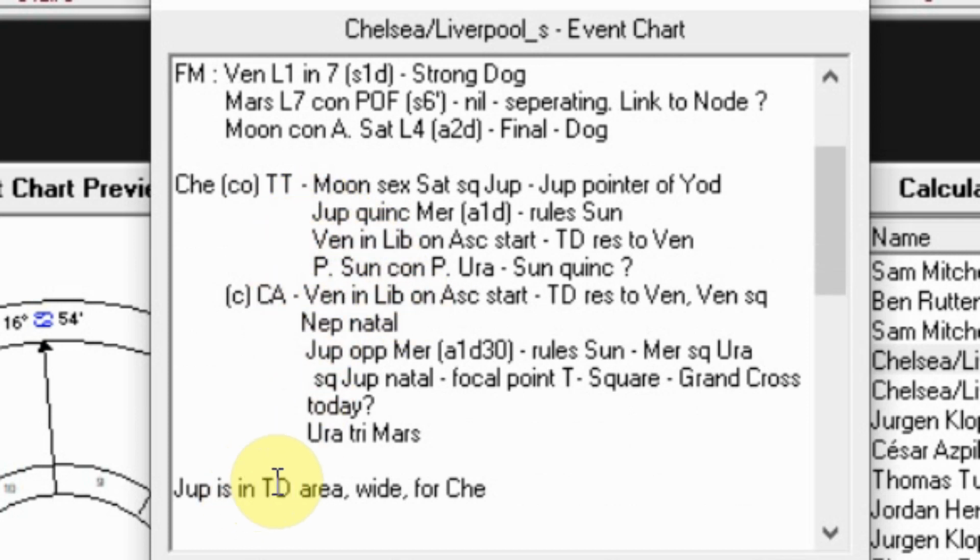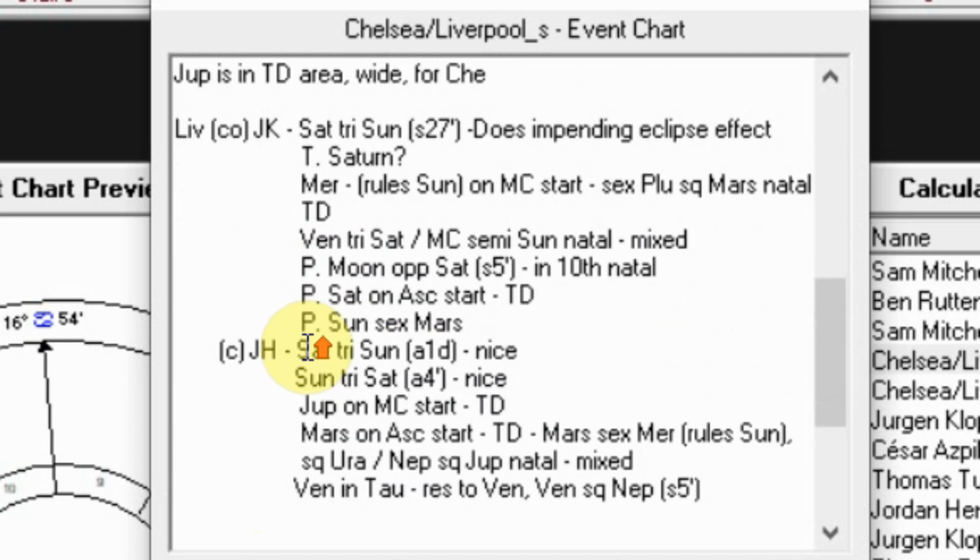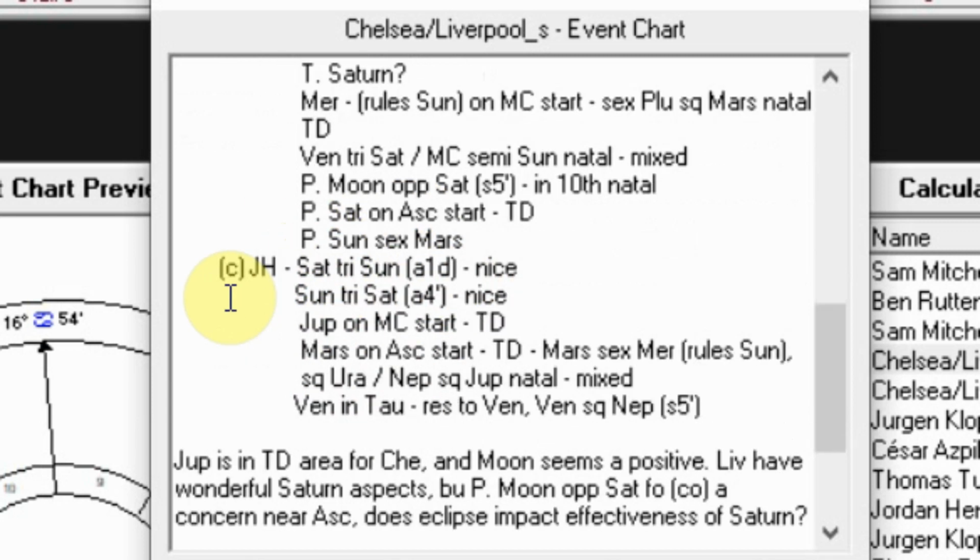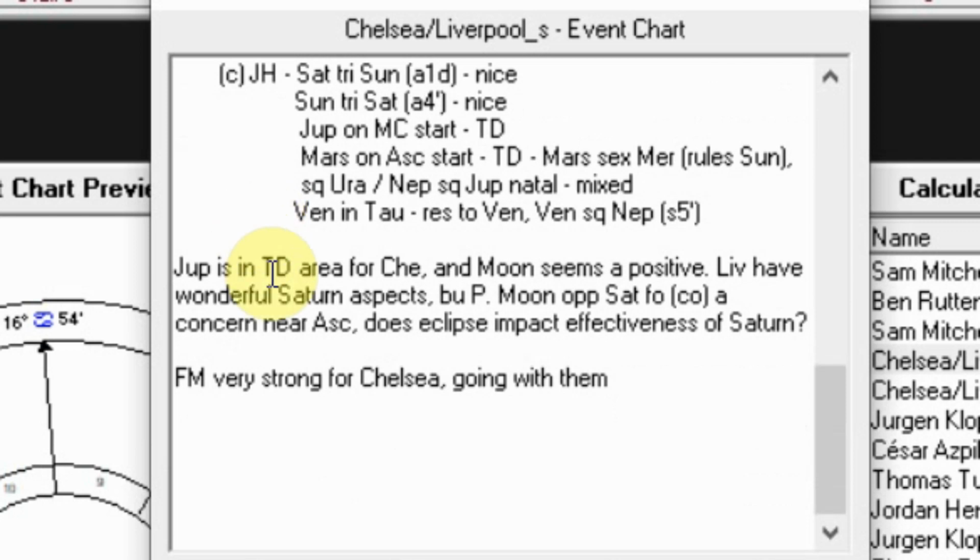They do have Jupiter in a good area, which is quite common when teams win a championship. I wouldn't say they're overly strong though. For Liverpool, they're definitely benefiting from Saturn alignments, both the coach and captain. The concern I think today for Liverpool is those alignments with the ascendant-descendant, especially around the descendant. That progressed Moon opposite the Saturn for the coach, I think, is potentially really the only downside I can see for Liverpool today. So today I think that Frawley method is very strong for Chelsea. I wouldn't be going against that, so I think they should do very well today and probably get the win.